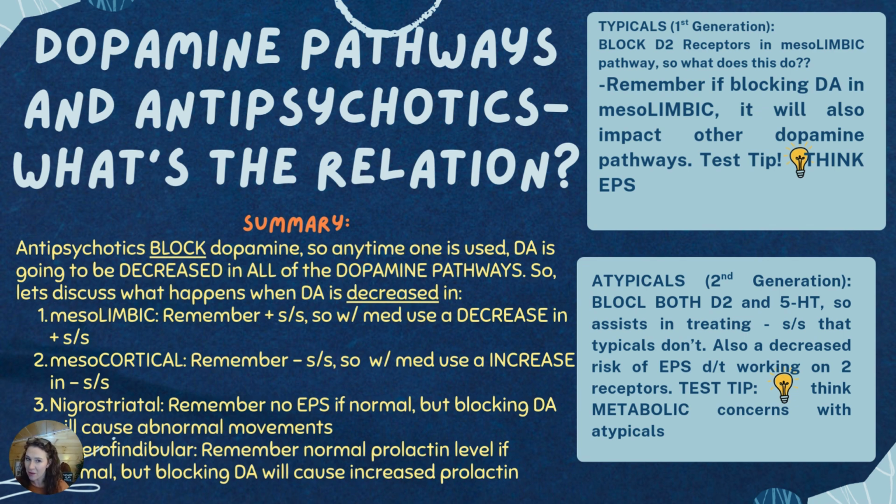Nigrostriatal, what do we think of? Movement. So if we have normal dopamine levels here, we don't have any movement concerns. If we give an antipsychotic, what happens? We decrease the dopamine. With a decrease in dopamine, we get movement issues. So we can get abnormal movements with antipsychotic use.